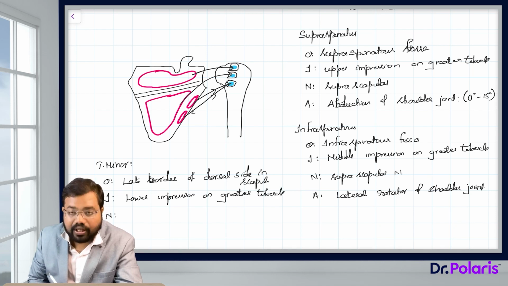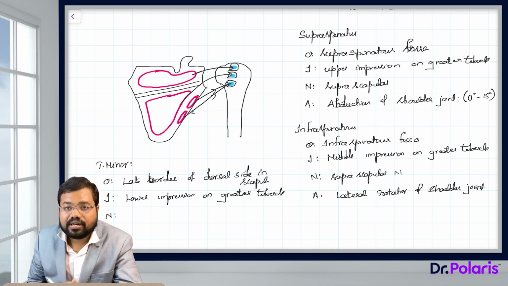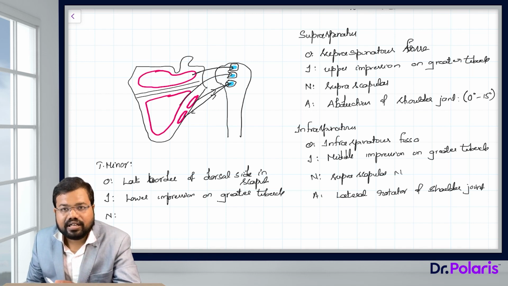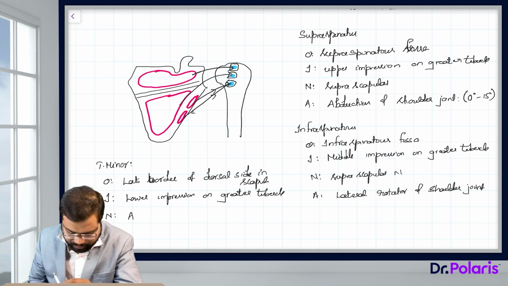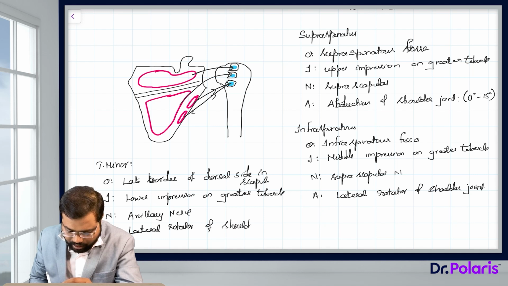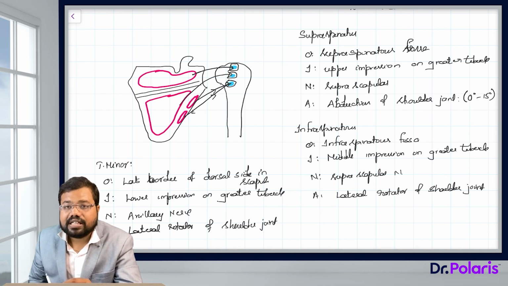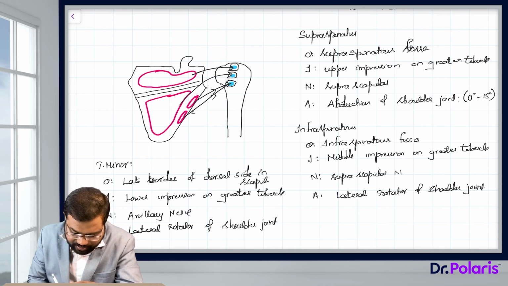And what is the nerve supply to teres minor? Usually people confuse the nerve supply of teres minor and teres major, and where the axillary artery ends, like that. So the nerve supply for teres minor is the same as deltoid, that is the axillary nerve. And this also crosses the posterior part of the shoulder joint, so the action is lateral rotator of the shoulder joint.